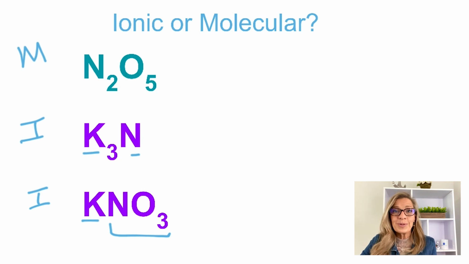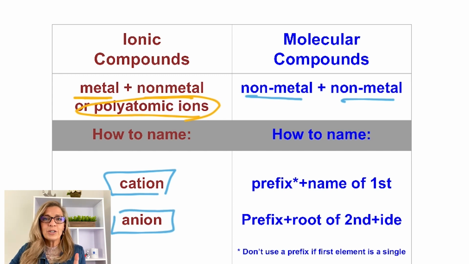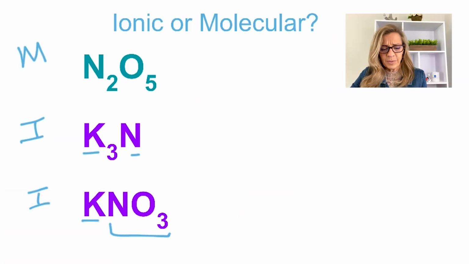Now, what are the rules for naming? Let's go back to our chart. So it's really simple. For an ionic compound, all you do is name the cation first and the anion. So as long as you know the names of the ions, you can name the compound. Well, you can't really see the ions anymore. So let's name these first.